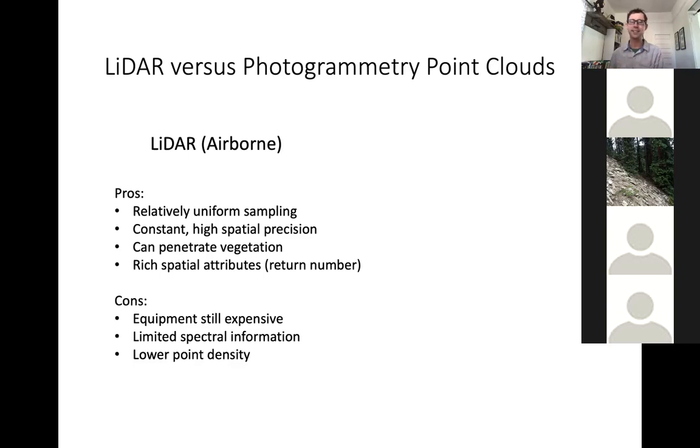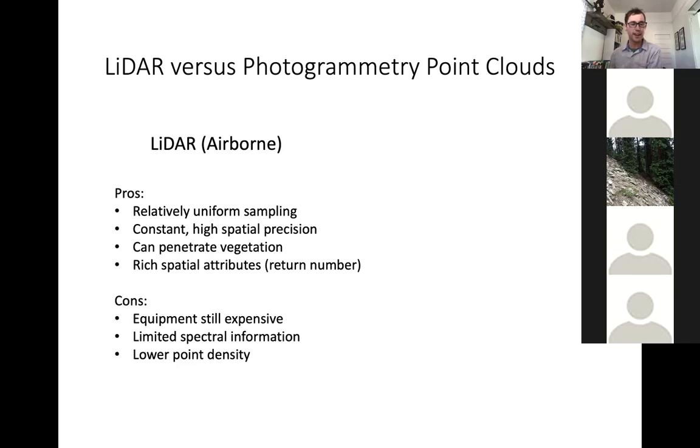Unfortunately, LiDAR equipment is still pretty expensive. The low-cost LiDAR sensor that's on an iPhone comes at a cost of precision, and then of course you've got to figure out how to move the sensor around to all the different places that you want to take data. The airplane-based and drone-based LiDAR sensors are still relatively expensive.